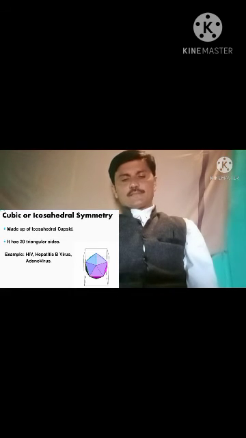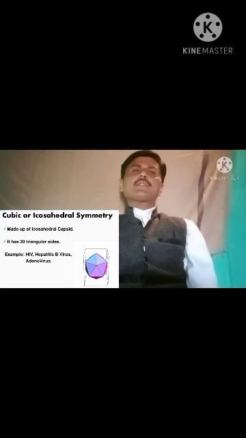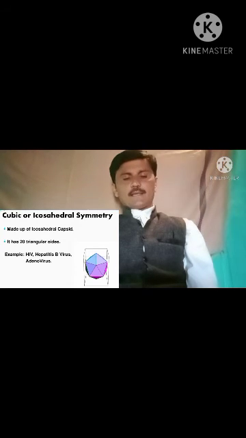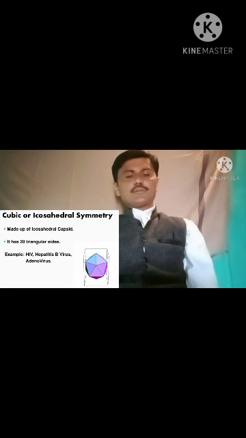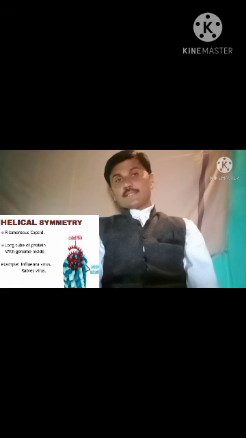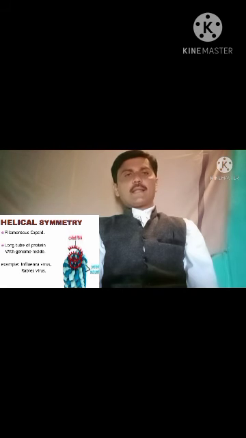Talking about the capsid, the nucleic acid is surrounded by the protein coat, which is called the capsid. They are of three types: helical capsid, icosahedral capsid, and complex capsids. Regarding helical symmetry, the filamentous capsid has a long tube of protein with the genome inside. If we see the influenza virus and rabies virus, we come to know the structure of these viruses.